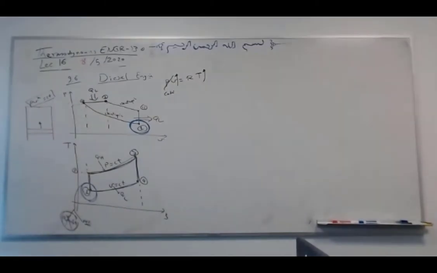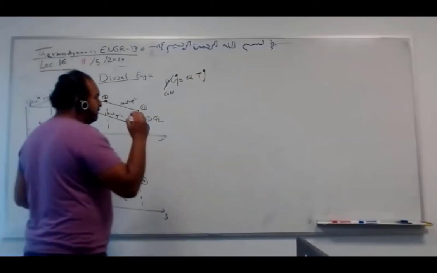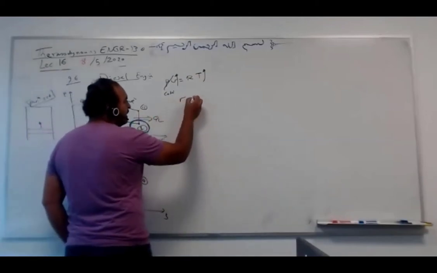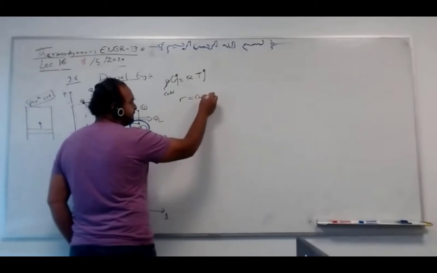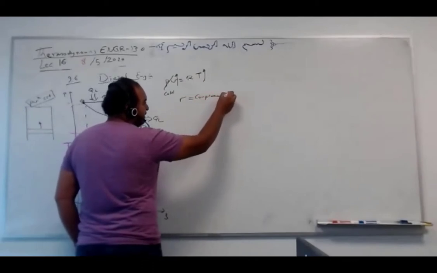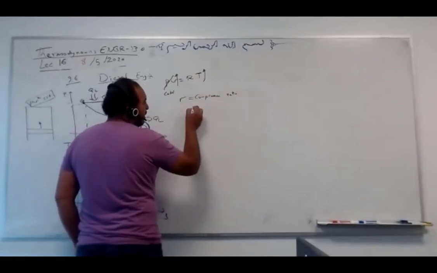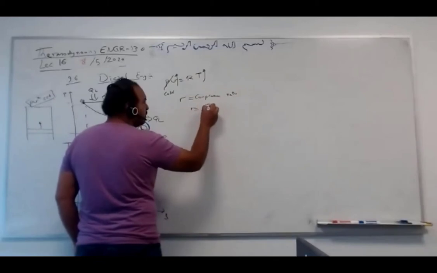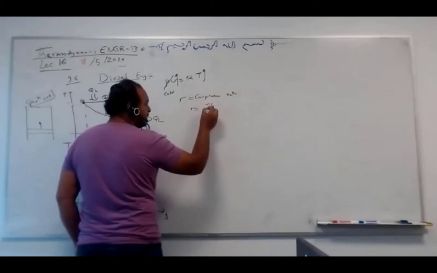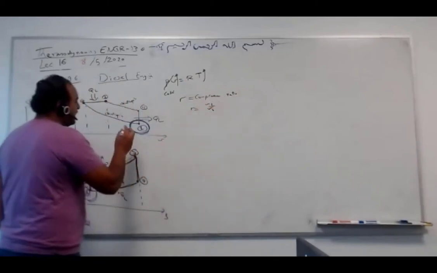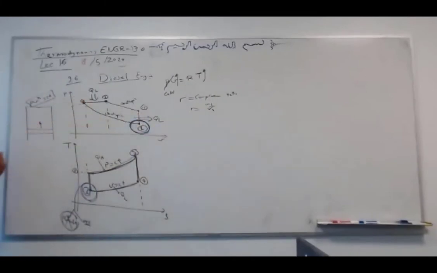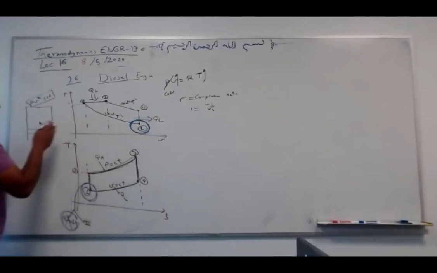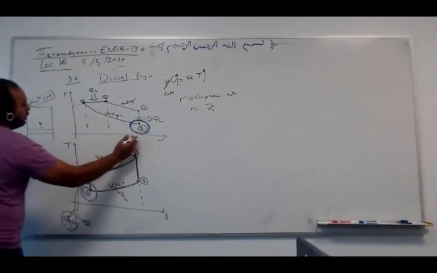Now we're going to define a new ratio. I made a kind of mistake last time. R is the compression ratio, not RC. I fixed it in the lecture. R is V1 over V2, V maximum over V minimum, from bottom dead center to top dead center. So V max over V min.